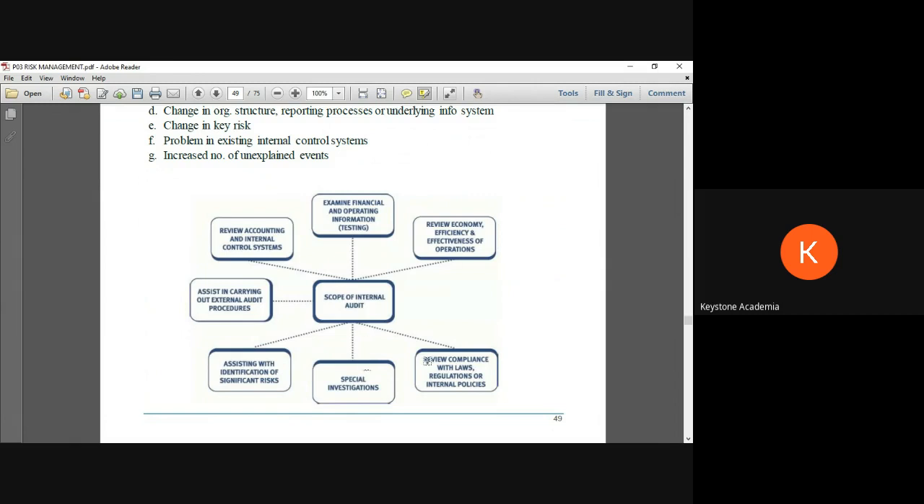Then review compliance with laws, regulations or internal policies. Mostly this is conformance risk. It's a downside kind of risk. If you don't comply, sooner or later, we'll have a problem. So there is a lot of scope for them. Apart from that, they can also do certain things, which will come under special investigation only. Then we can say they can do work outside this also, if the board is directing them to do so, at the discretion of the board.